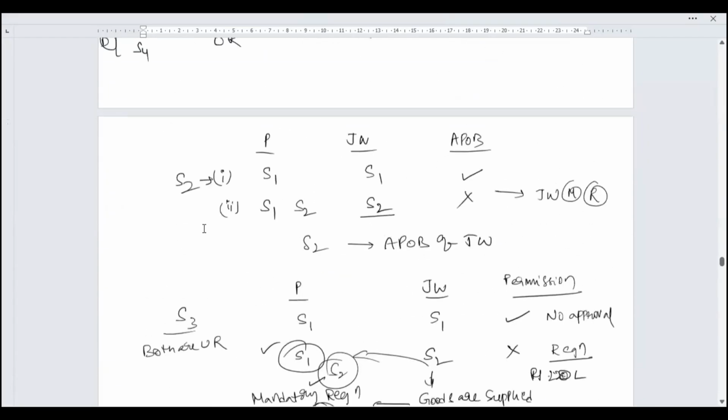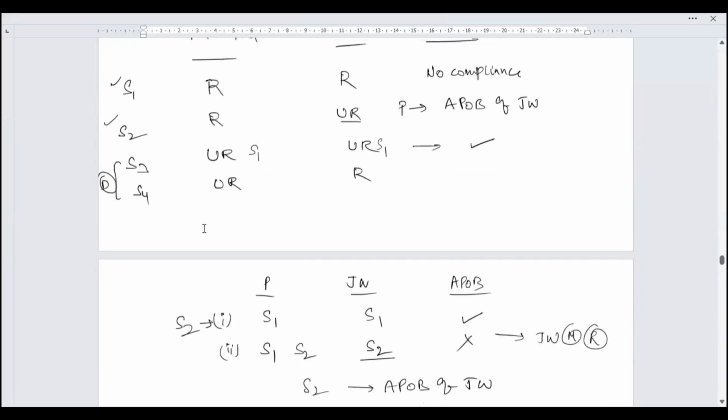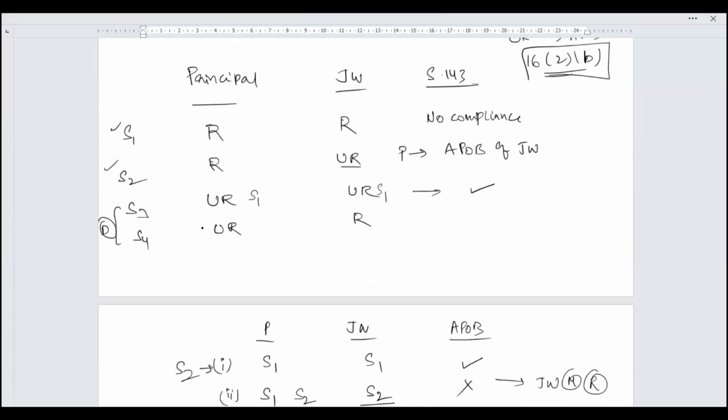Now, scenario 4, unregistered and registered. Now, because one fellow is registered, if both are in same state, nothing to worry. If one fellow is in another state, mandatory registration against section 24 comes into picture, eventually principal also will get registered under GST law.